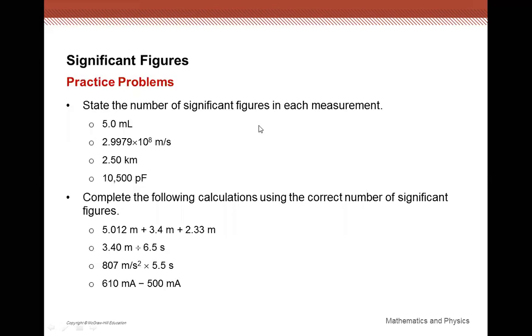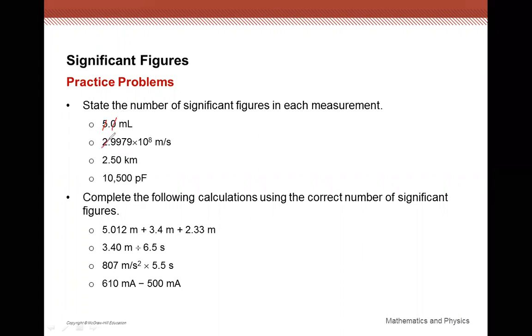Let's find the first example here and practice some problems. State the number of significant figures in each measurement. Number one, 5 milliliters. Number two, 2.9979 multiplied by 10 to the power 8. Number three, 2.50. Number four, 10,500. If we count them, we will find that number one has 1 and 2 significant figures.